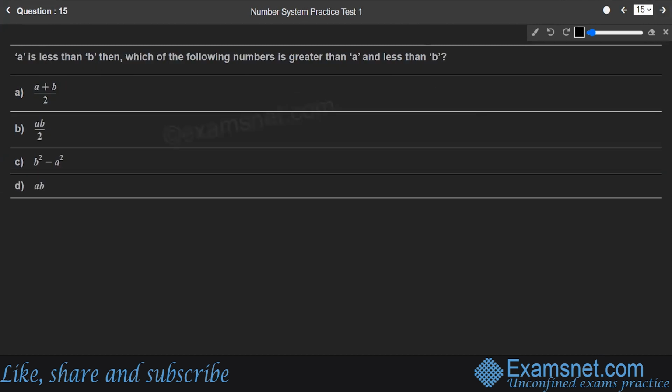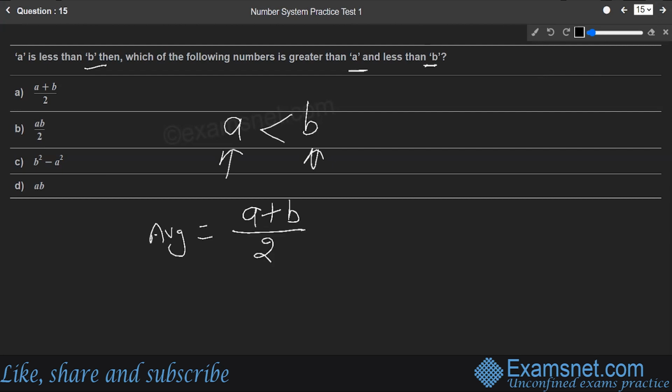Now, A is less than B, then which of the following numbers is greater than A and less than B? Okay, this is the question. He's saying A is less than B, so B is greater than A. If you want to know any number between A and B, it is always the mean of those two numbers. The mean is calculated like an average, by (A plus B) by 2. That is the number exactly in between them.